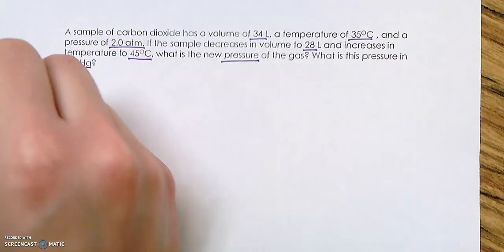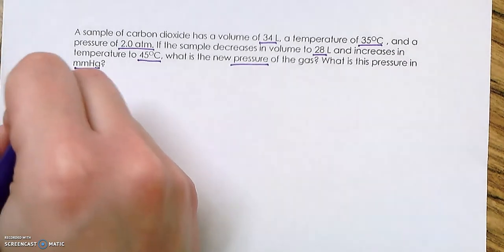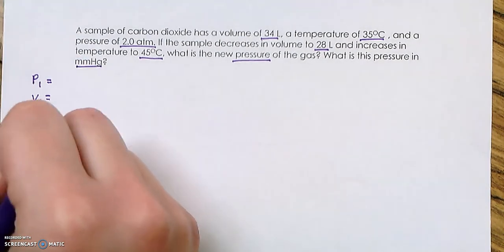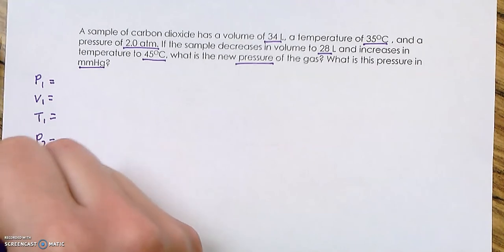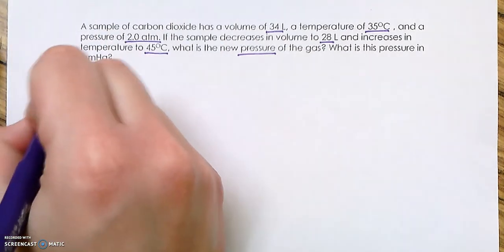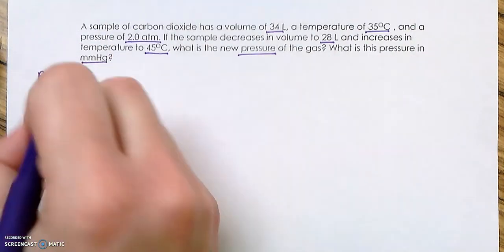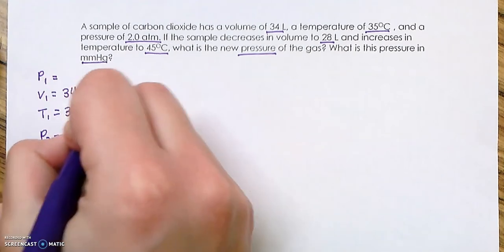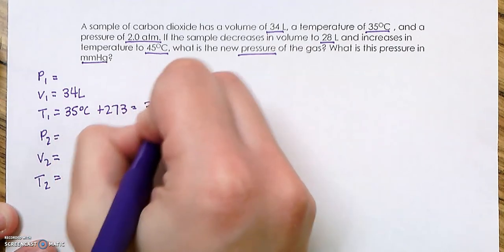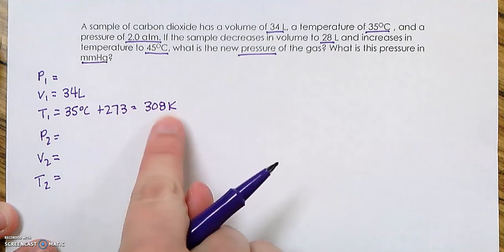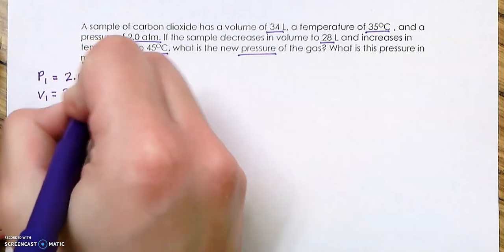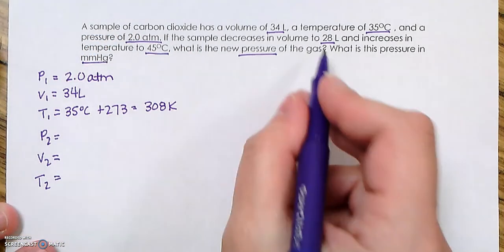So we're going to start the same way. P1, V1, T1. So notice now I have three variables for each of my little groups. P2, V2, T2. So 34 liters. Liters is volume. 35 degrees Celsius, so I need to add there. It's 308. Both of our ones places are significant, so I can keep to my ones place there. 2.0 atm. Don't forget that 0. It's significant, so we want to make sure we keep it on there.